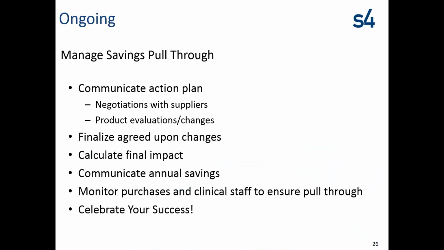We probably need to perform some product evaluations. So if we're asking people to change blades, we're asking people to try different antibiotics, let's set up a formal evaluation and let's document the results of those evaluations to review with the team later. Let's finalize our changes and then calculate our impact. As I mentioned a minute ago, it's unlikely we're going to achieve 100%. So how much can we achieve now that we've had this discussion? Communicate our savings, and let's monitor our purchases.